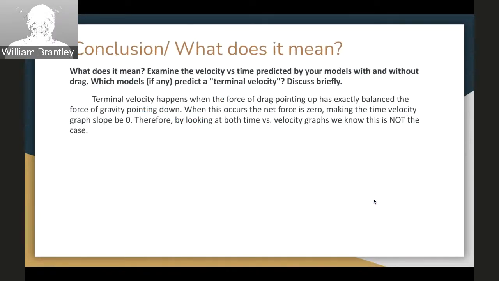So conclusion, what does it mean? Terminal velocity happens when the force of the drag pointing up has exactly balanced the force of gravity pointing down. When this occurs, the net force is 0, making the time velocity graph slope 0. Therefore, if you look at both my velocity graphs, there's no slope of 0, so we know that this is not the case.